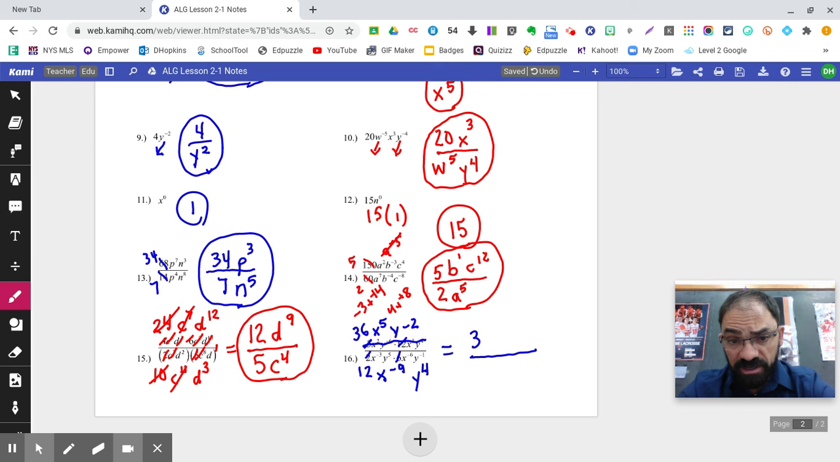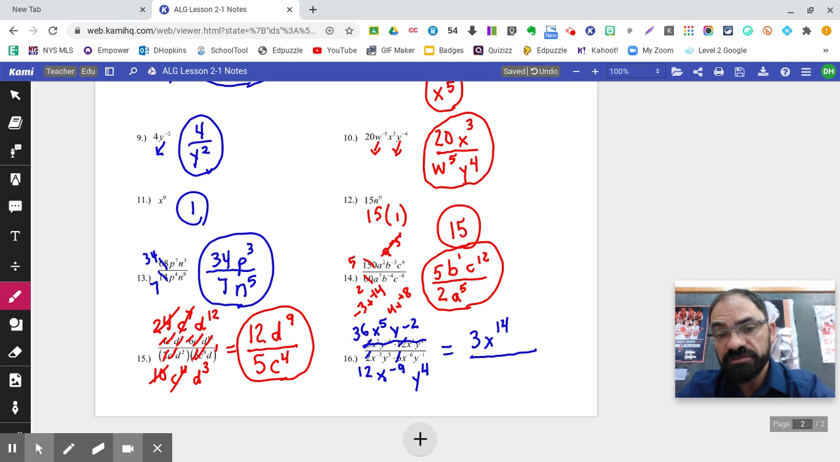5 minus negative 9 is x to the, when I minus a negative plus a positive, so 5 plus 9 is 14. And negative 2 minus 4 is negative 6. So if I have y to the negative 6, I don't want a negative in the top, so I bring it down, y to the positive 6.